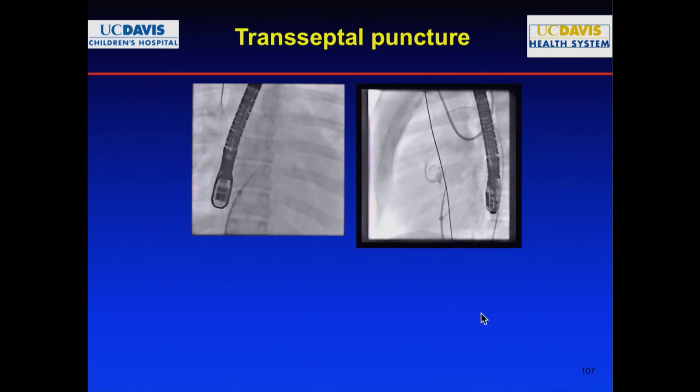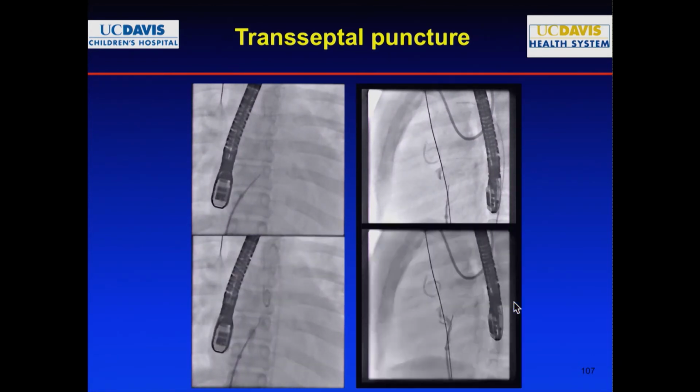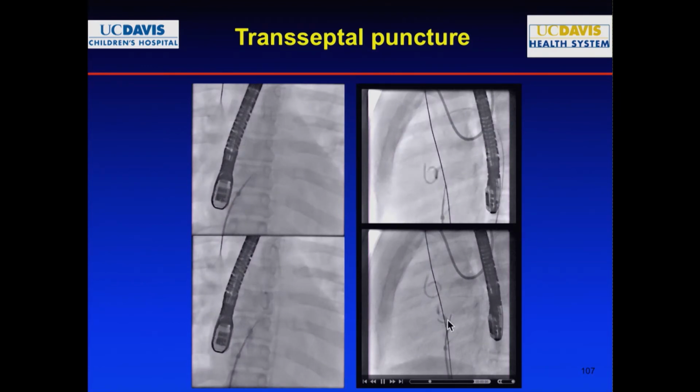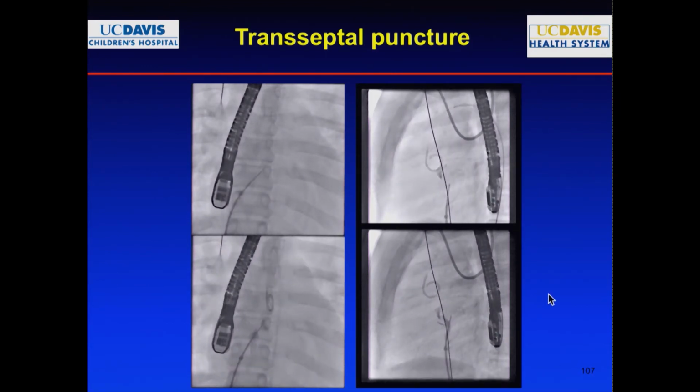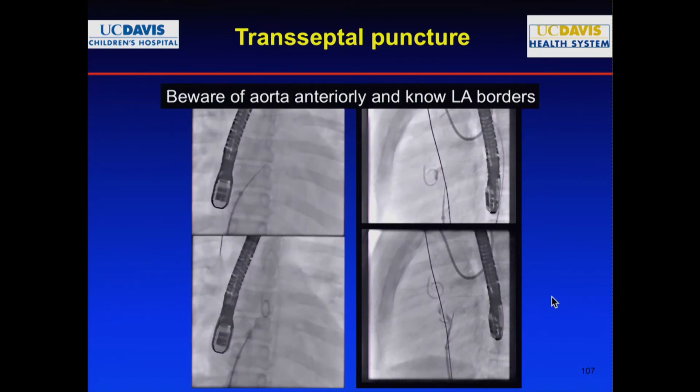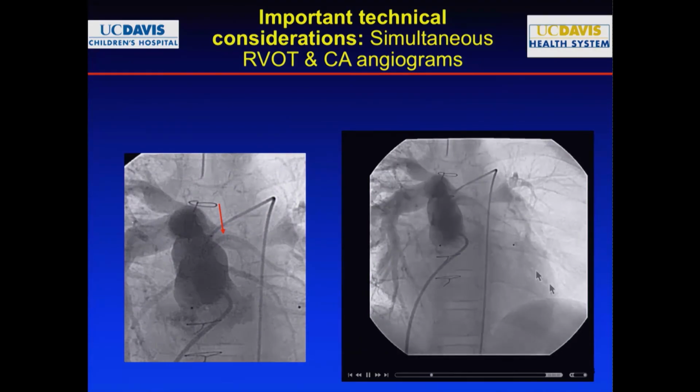We pulled back, and we took this fluoroscopy, and we can at least show that this was not in a good position. So then we went ahead. Now you see that we're in a different position. So having something there as a landmark can help you to know your adjacent anatomy. All right, beware of the aorta anteriorly and the posterior LA borders. Always important.